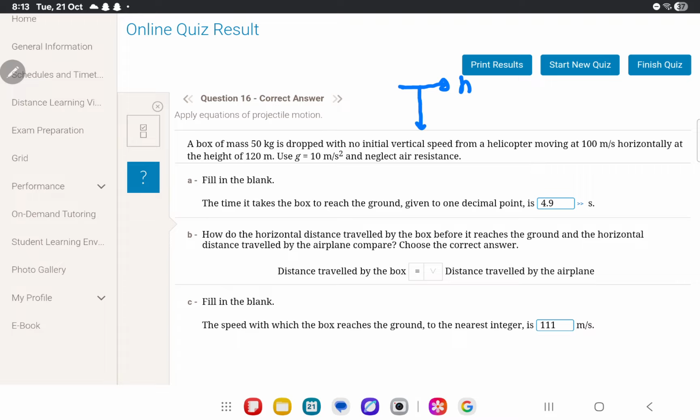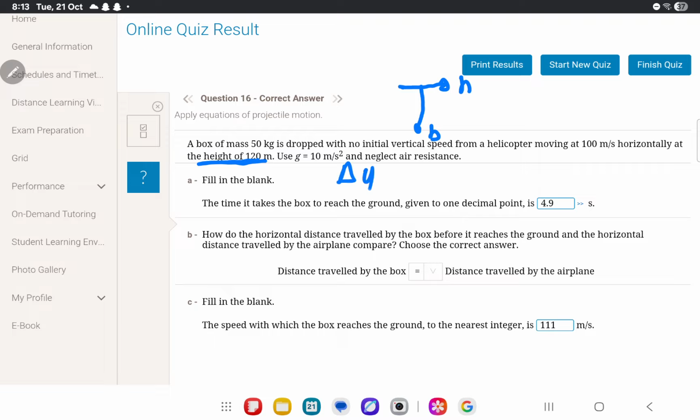And this box, it's going to get dropped like this, okay? Look, it's going to go like this. So this is where the box is going to end up at the final interval. Now, the time it takes the box to reach the ground, given to one decimal place. It's dropped at a height of 120 meters. So when it reaches the ground, what is delta y going to be?